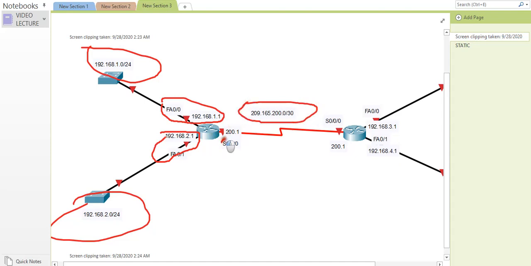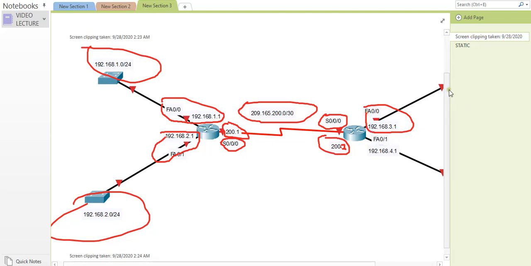So router 1 has exit interface serial 0/0/0, and router 2 has exit interface serial 0/0/0. So the IP address on the exit interface serial 0/0/0 of router 1 is 200.1, and the exit interface serial 0/0/0 of router 2 has an IP address of, no, this one's supposed to be 200.2, sorry, not 200.1, because I'm repeating the same address. So 200.2, okay. Even on my Packet Tracer I'm gonna have to make those changes. So it's 200.2, and here is 200.1.